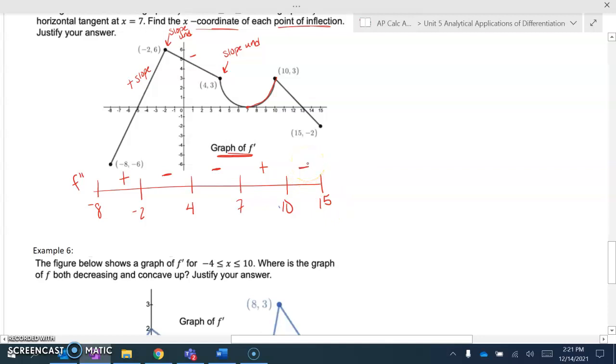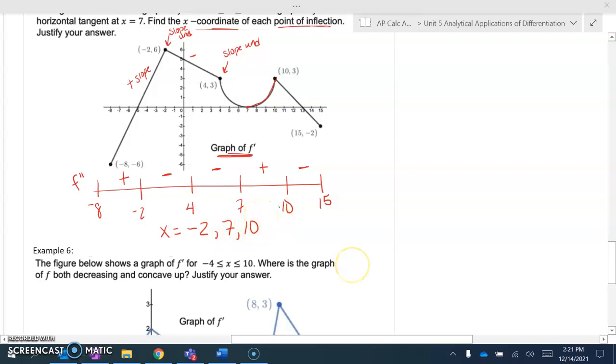And then from 10 to 15, we have negative slope. So the key thing we had said yesterday, for a point of inflection to occur, the concavity has to change from concave up to down or down to up. If it stays the same, it is not an actual point of inflection. So when we look here, it just wants the x-coordinates of the points of inflection. So you can see we have one at -2 because here we change from concave up to concave down. We have another one here at 7 and then at 10.